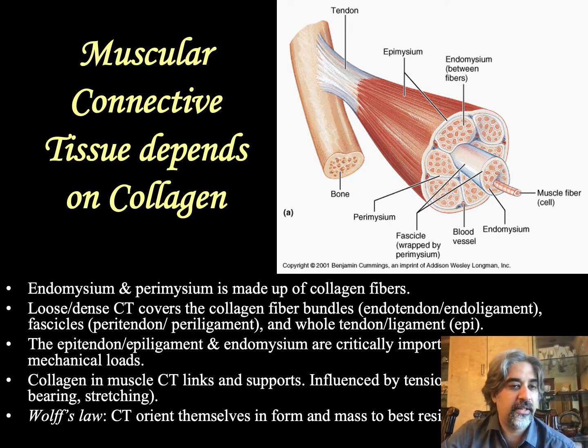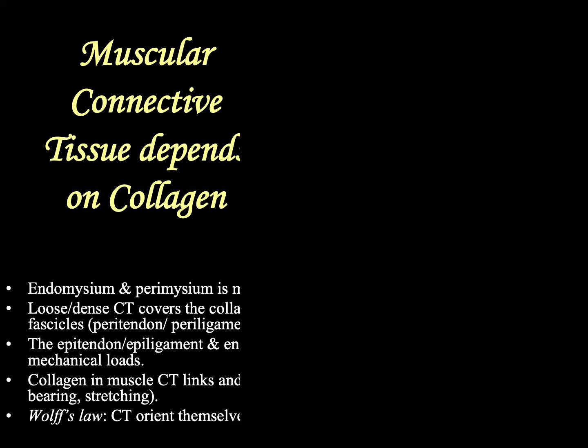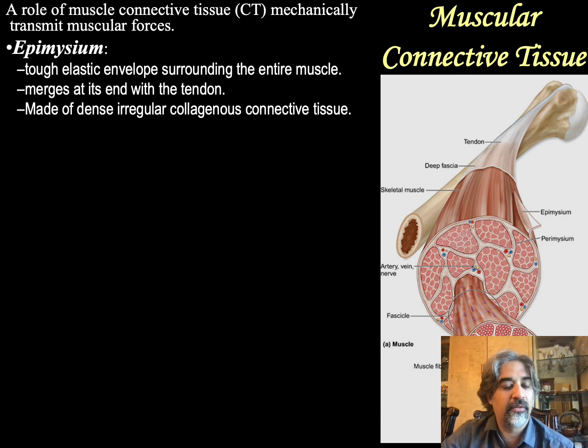So muscular connective tissue depends on collagen, and we have multiple layers of collagen, soft tissue, connective tissue surrounding the muscle. So the first layer is epimysium, which surrounds the entire muscle belly, and it merges at its end with the tendon. It's made of dense, irregular, collagenous connective tissue.